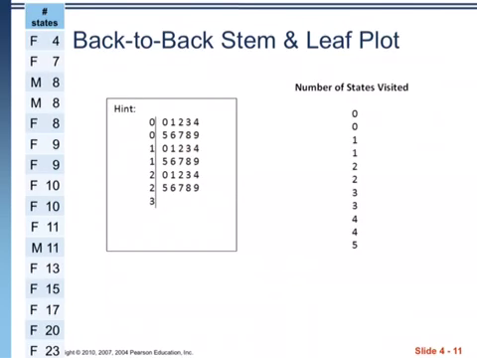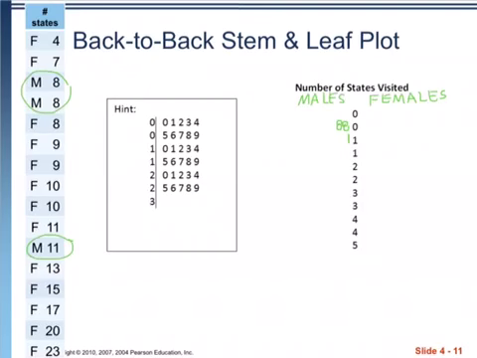A back-to-back stem and leaf plot is useful when you want to compare two distributions. Maybe you want to compare the number of states visited by male students to the number of states visited by female students. I'll put the males on the left and the females on the right. 2 of the guys have visited 8 states each, and 1 of the guys had visited 11 states. This is still the tens place of the stem, and this is still the ones place. If someone had visited 38 states, I'd have the 3 right here and put the 8 on the left if that someone was a man. This is the completed stem and leaf plot. You can compare the females to the males.